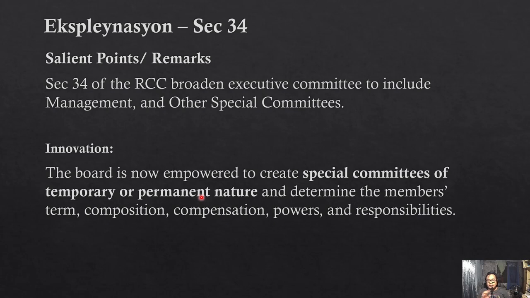Yung audit committee, kasi may tinatawag tayong internal auditor. Yung internal auditor, siya yung nag-aasikaso sa internal audit ng isang corporation. And itong internal auditor, sumasagot siya sa audit committee. Si audit committee, nag-oversee lang siya sa internal audit system ng corporation. Yung nag-check talaga ay si internal auditor. So yan, additional notes lang. That is a special committee, audit committee.